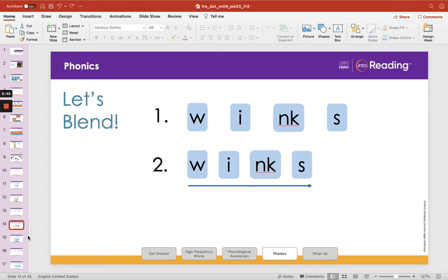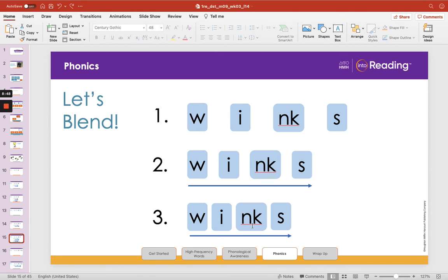Winks. Blend it all together. Winks. Good job. So wink can mean a sign shown by closing one eye, or it can be the action of closing one eye. So how does the ending change the meaning of the word? Well, it can mean more than one wink, or it tells that someone else winks. He winks. Or he had a lot of winks. There was more than one wink. So that's how s can change a word.